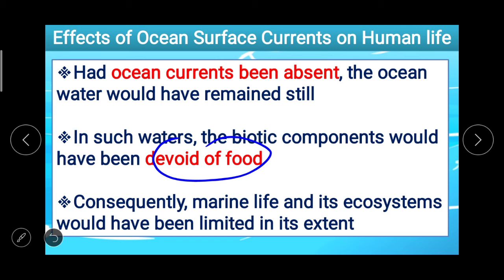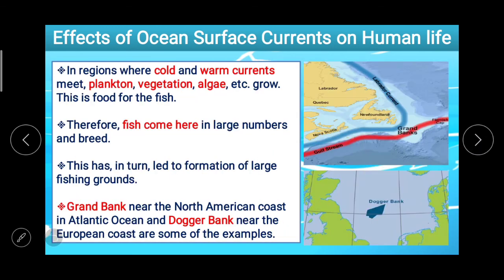Consequently, marine life and its ecosystem would have been limited in its extent. And in regions where cold and warm currents meet, plankton, vegetation, algae, etc. grow, and this is food for the fish. So obviously fish are found more there, therefore fish come here in large numbers, because their food is there, and breed. This has in turn led to formation of large fishing grounds.